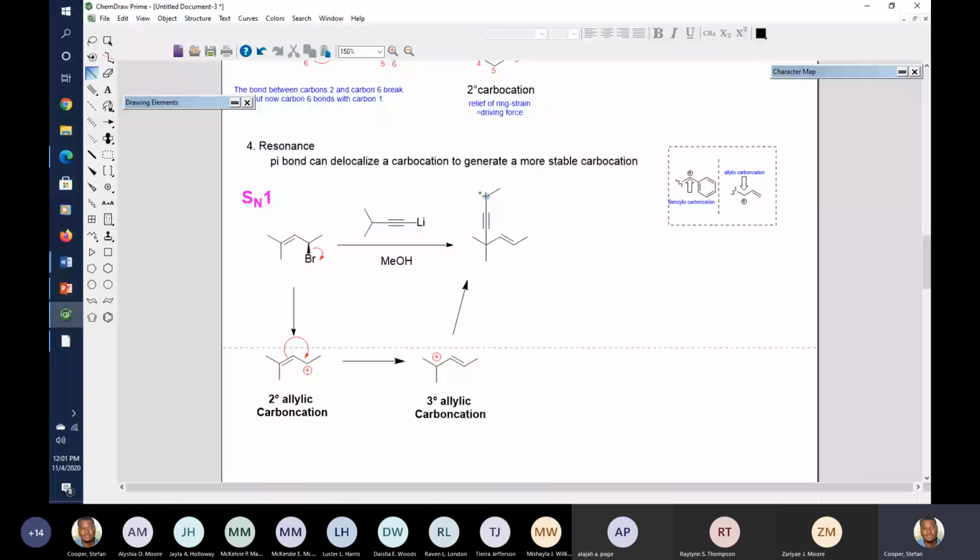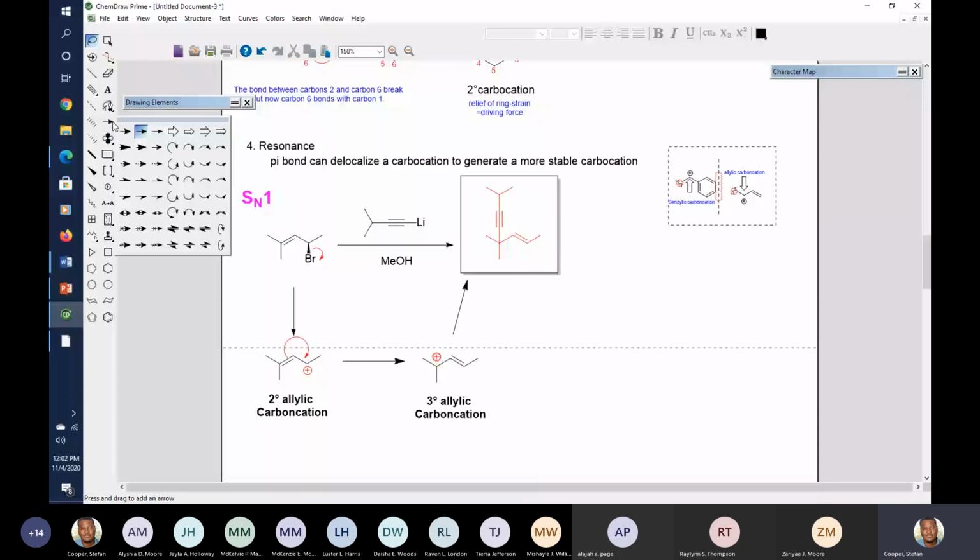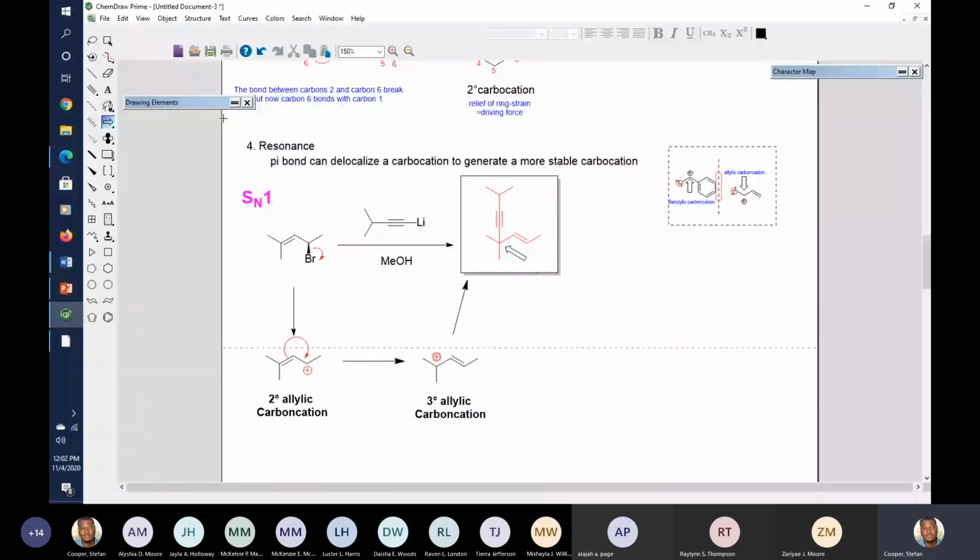And this is going to be my final product. Do I have to draw a wedge and a dash for this molecule? Hopefully everyone says no, because the carbon of the nucleophile, or the carbon that has the nucleophile, is achiral. So that means that I do not have to draw any wedges or dashes. Okay, any questions with this last potential rearrangement?